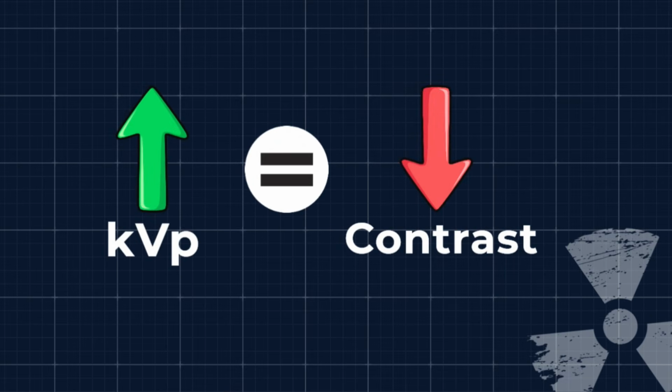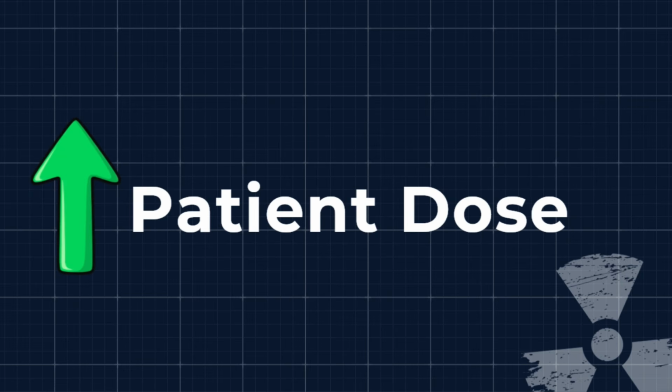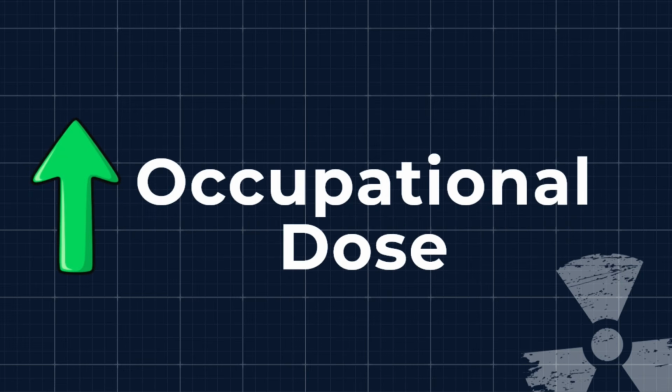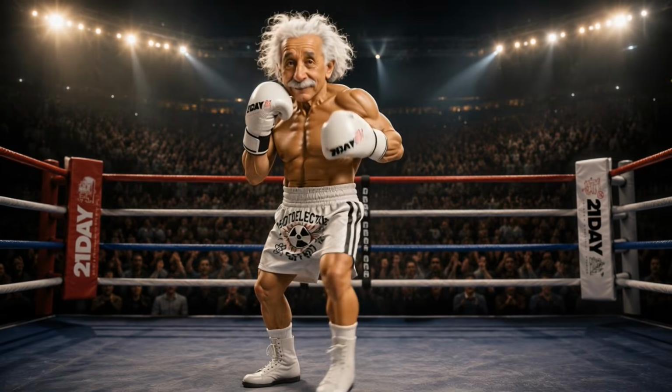So the big takeaway is this: Compton scatter happens when an X-ray photon interacts with an outer shell electron, knocks that electron out of orbit, and then continues in a different direction as a scattered photon. It increases patient dose because ionization occurs. It increases occupational dose because scattered radiation can leave the patient and expose the technologist. And it reduces image quality because scatter adds unwanted exposure to the image receptor, which lowers contrast and creates image noise.